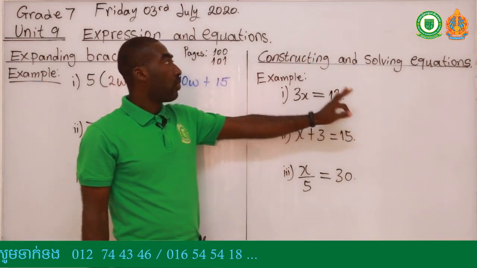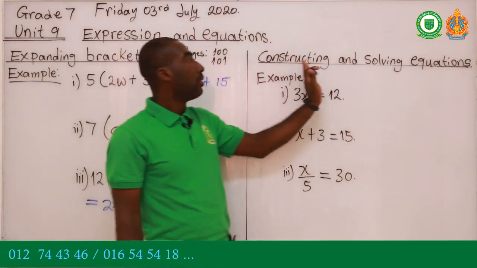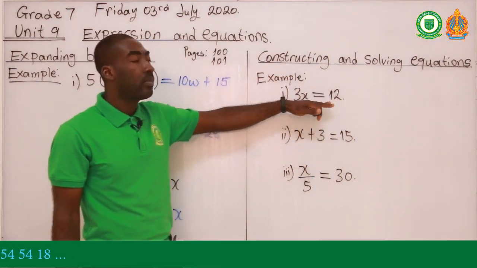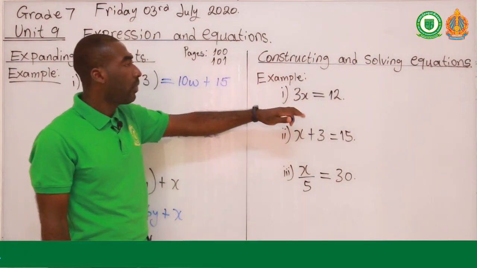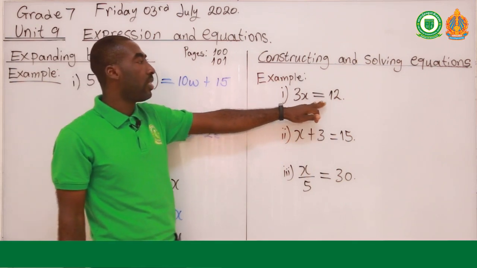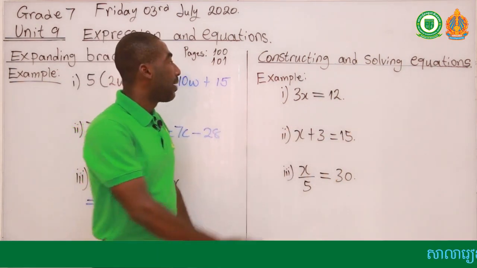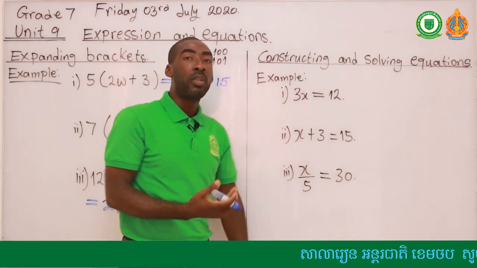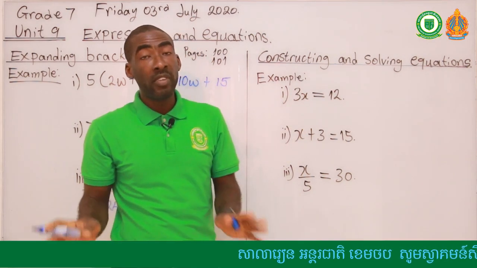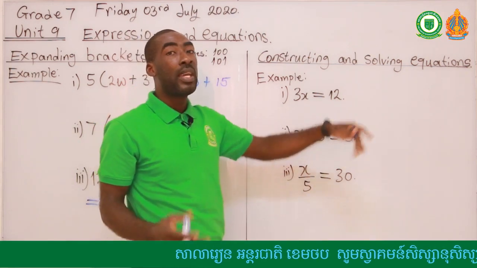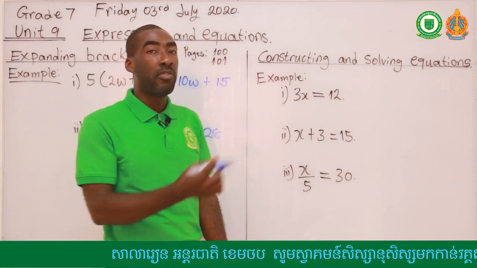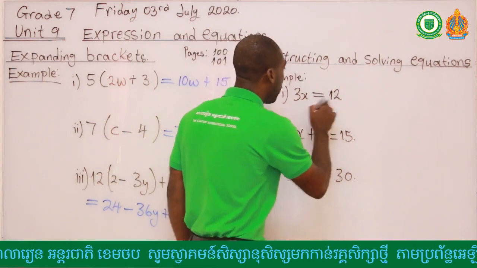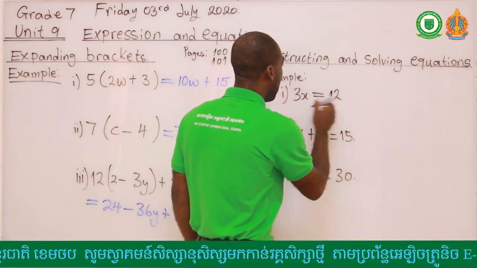On the second aspect, we look at how we can solve equations in this direction. So we have 3x, which is equal to 12. That means there is a value here that when you multiply with 3, it will give you 12. But we don't know that value. So we have to work it out and find out what possible value could be there to multiply by 3. So let's see. We move to the next one.